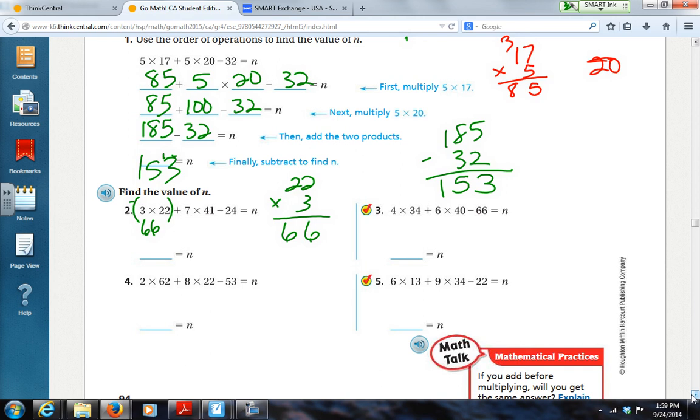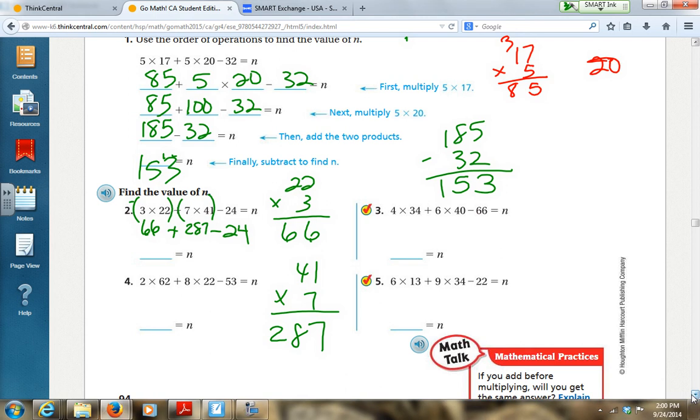Okay, I'm going to multiply 7 times 41. 7 times 1 is, everyone? You guys are all asleep. 7 times 4 is? Okay. So 287. Okay, now what do I do? Jenna, what am I going to do next? Add 66. Yeah, 66 plus 287. Okay, she says I'm going to add 66 plus 287.